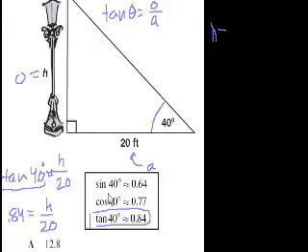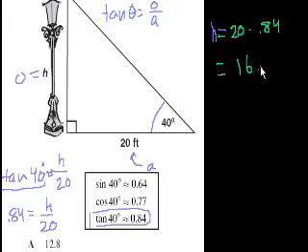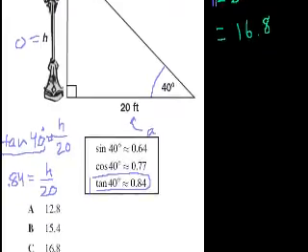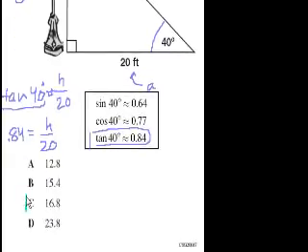I don't know if you can read that. Let me do it in a brighter color. h is equal to 20 times 0.84. And that is equal to, let's see, 2 times 0.84 is 1.68, and then 20 times 0.84 is 16.8. And that is choice C.